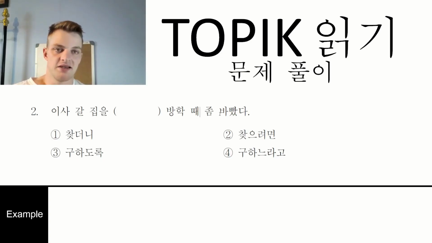And 바빴다 is past tense, plain form of the verb 바쁘다, which means to be busy. So this whole sentence should mean something like, I was finding a house to move to, so during the vacation, I was a little bit busy. Now, let's have a look at the possible answers here.